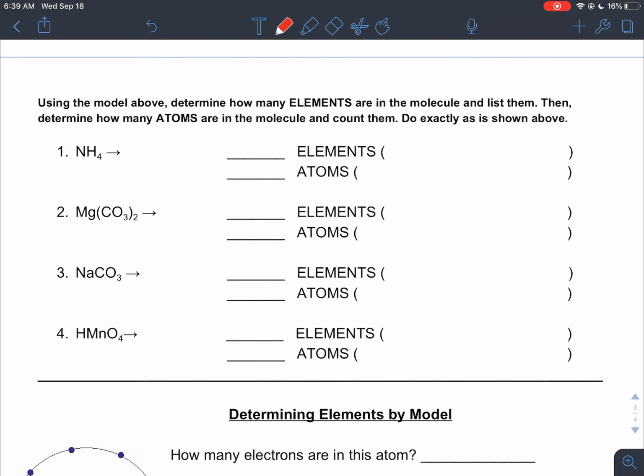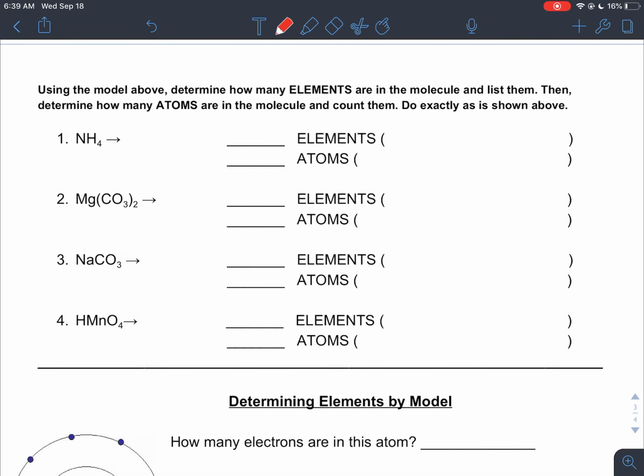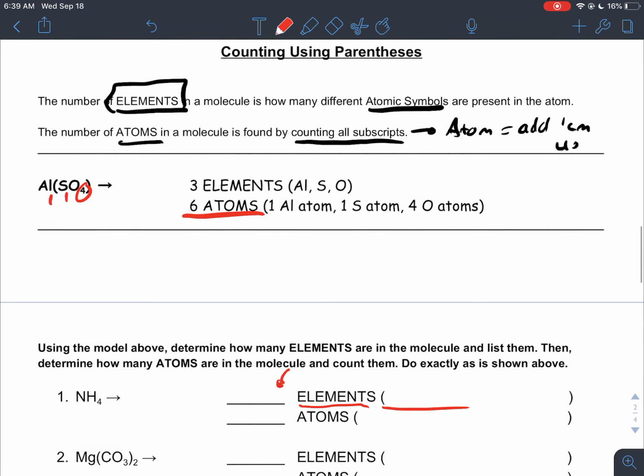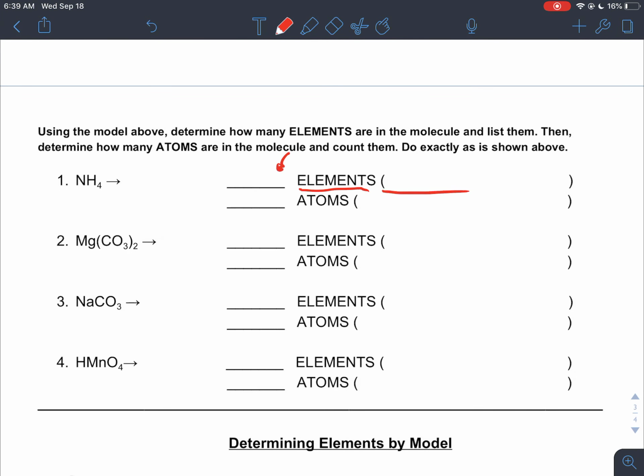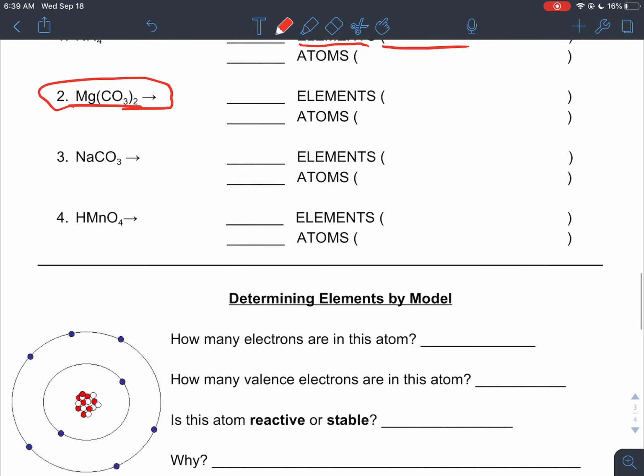You can flip your packet over and over and over again on page 3. You got 4 examples for you. Count up the elements, put them here. Then list just like I did. If you need a model, just look back to page 2. It's got an exact model. All right. This question is the trickiest. If you want to put a star by 2, 2 is the trickiest because it has parentheses with a subscript, okay? Keep moving down. We've got 2 more examples, then I'm going to set you free.